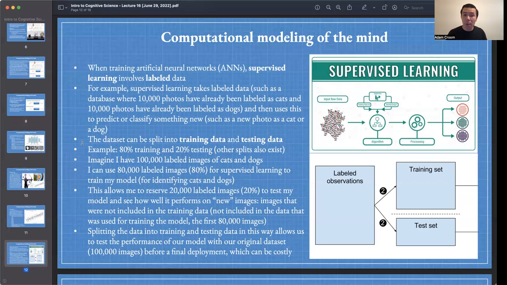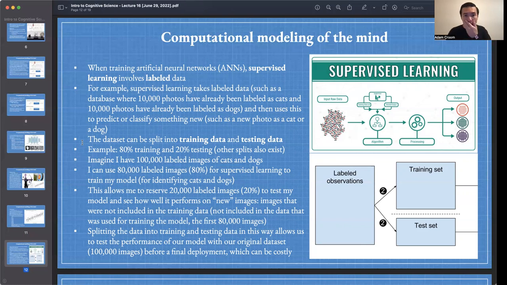Imagine I have 100,000 labeled images of cats and dogs. I can use 80,000 labeled images, 80%, for supervised learning to train my model. What I want my model to do is to identify if the image is showing a picture of a cat or a picture of a dog. By using only 80,000 images, this allows me to reserve 20,000 labeled images to test my model and see how well it performs on new images. And by new images, I mean just those images that were not included for training the model to begin with.